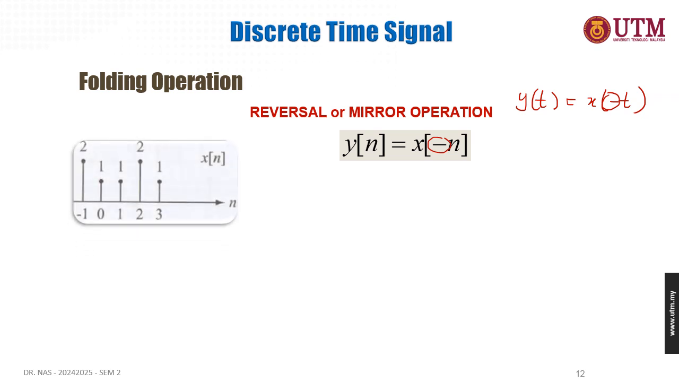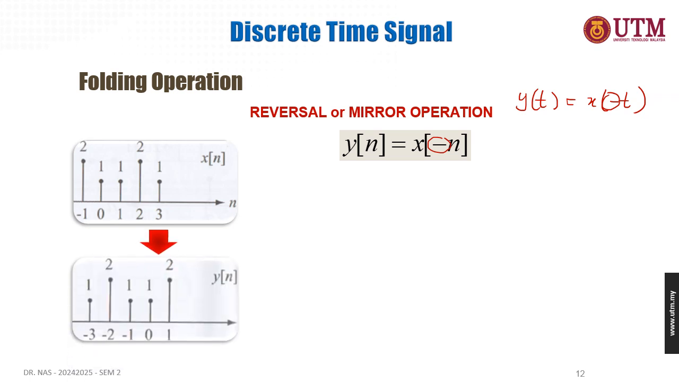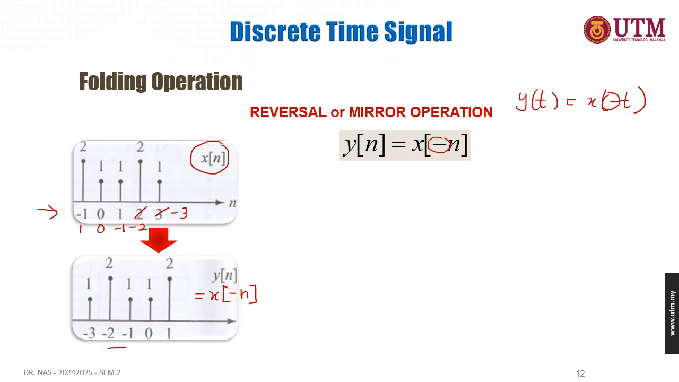Let's look at the first example. When you have x[n], what happens when you have x[-n]? The signal y[n] equals x[-n], meaning that from the original signal, the n is inverted. So 3 becomes minus 3, 2 becomes minus 2, and so on. And here negative 1 becomes positive 1. Then you need to rearrange the axis. This is the output signal.